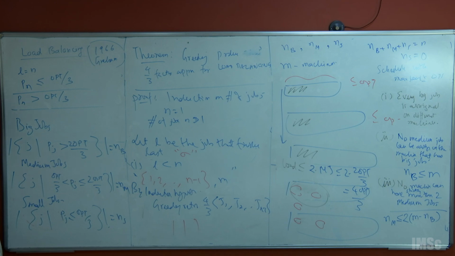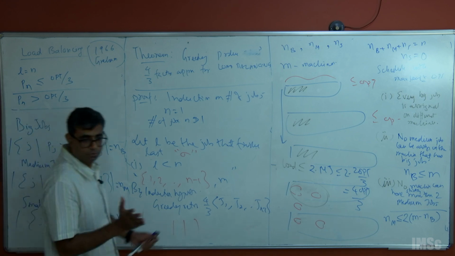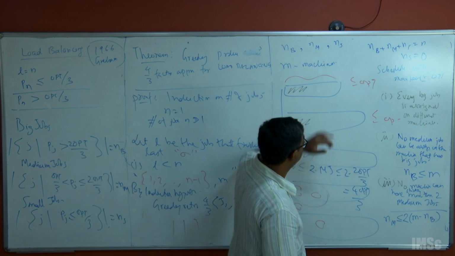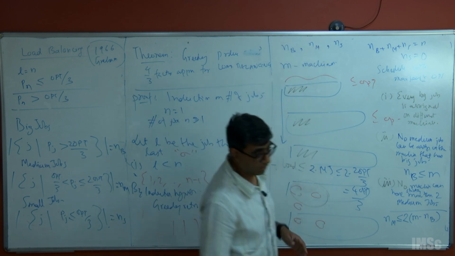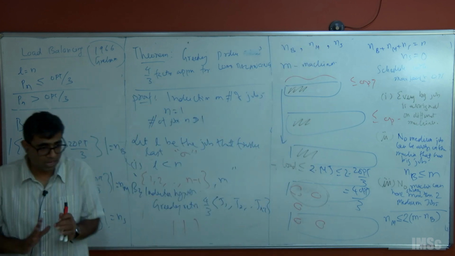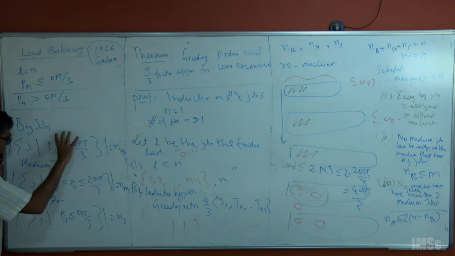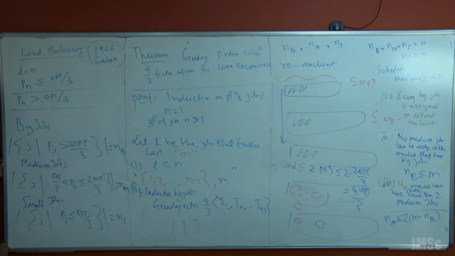Okay. So what you can show is that greedy, which I don't know how to do, is actually an exercise in the textbook. So let me give you an exercise. All I cared about is proving to you this is a 4 by 3 approximation. It is a 4 by 3 approximation because of my idea of big jobs, medium jobs, small jobs. Excellent, right?